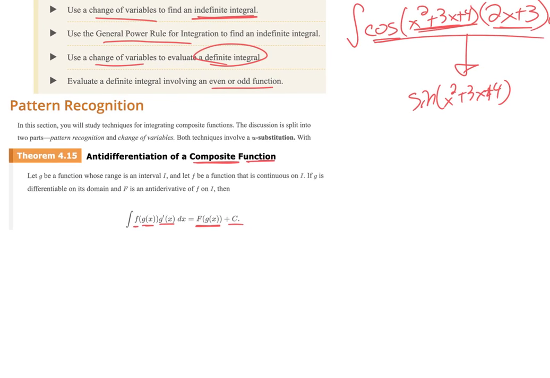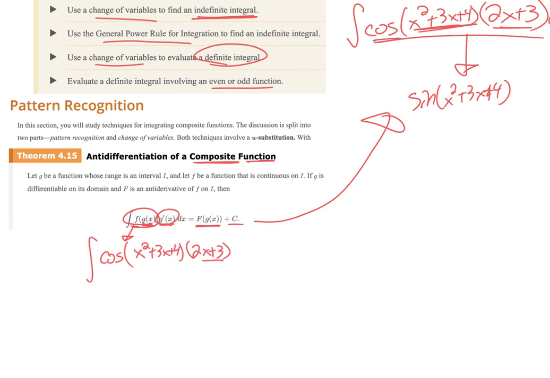This may seem a little confusing at first, but if we look at this example we just did over here, this helps us out. The f part was the cosine. The g of x is x squared plus 3x plus 4. G prime of x is the 2x plus 3. So if you have a composite function, a function within a function, and it multiplies by the derivative, then the antiderivative, or the integral of this, is just the original function, sine of x squared plus 3x plus 4 plus c.